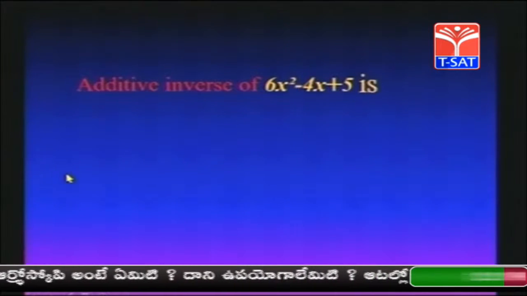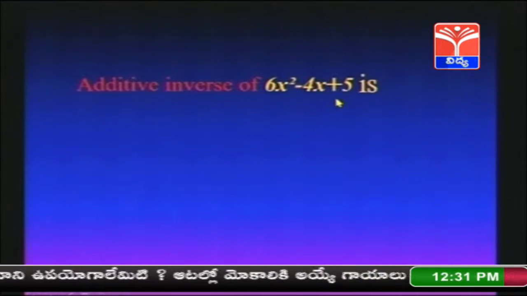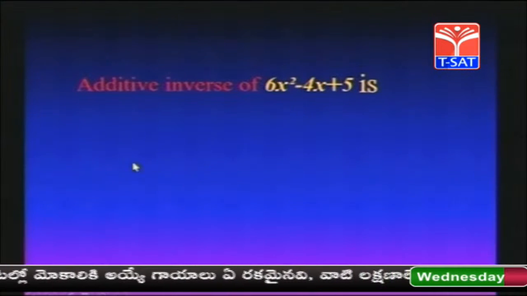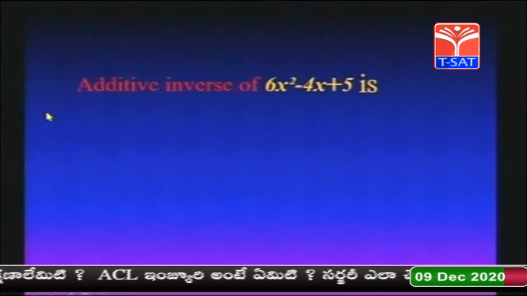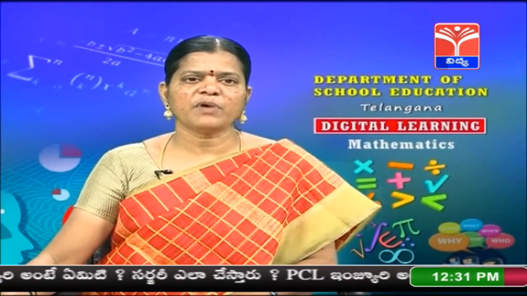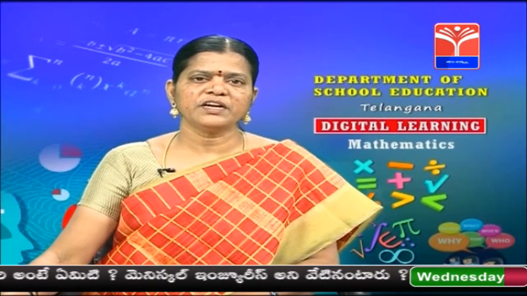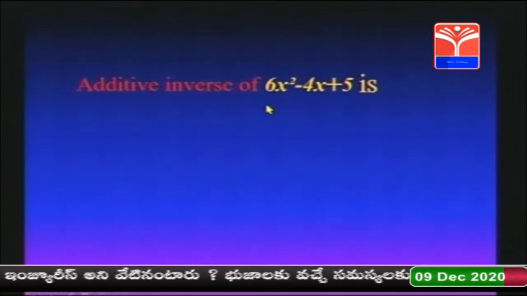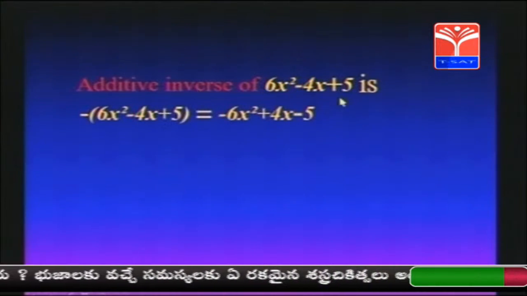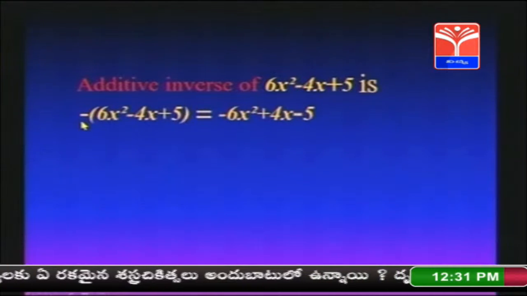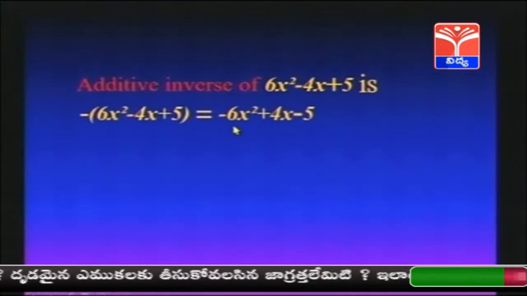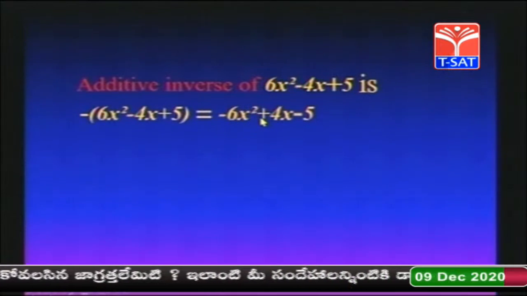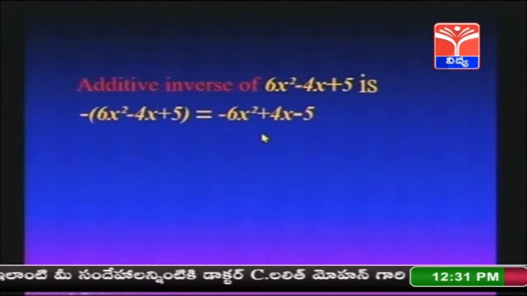Next, what is the additive inverse of 6x square minus 4x plus 5? Now you have learned in your lower classes that if you take a natural number 5 and add minus 5 to it, that is 5 plus minus 5 is equal to 0. So the additive inverse of a positive integer is a negative integer. Now for this expression, the additive inverse is the negative sign for all the terms in the expression, that is minus 6x square, here minus 4x becomes plus 4x, plus 5 becomes minus 5.